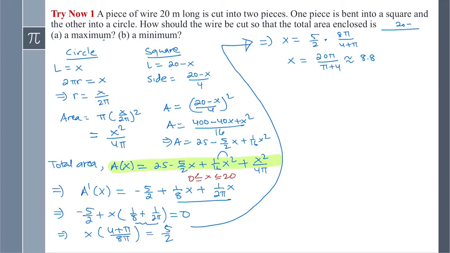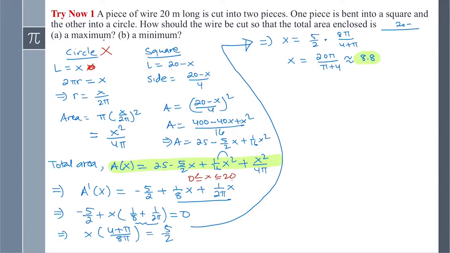So now this is what it means. If we take x equals 0, that means there's no circle. We take the whole 20-meter wire and make a square. Or if x equals 20, we took the whole thing and made a circle and didn't make a square. But if we take anything between 0 and 20, that means we cut it into two pieces and made a square and a circle. So x equals 8.8 means the piece we took to make a circle is 8.8, and the remaining one is the piece we took to make the square.